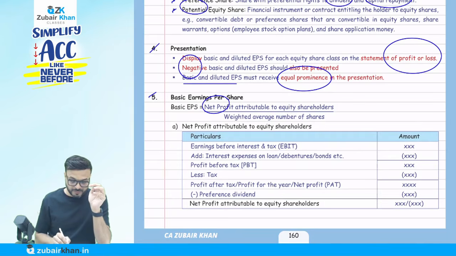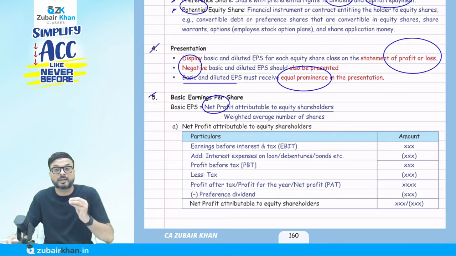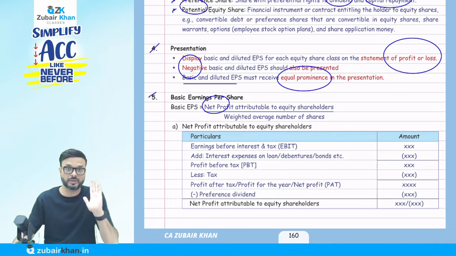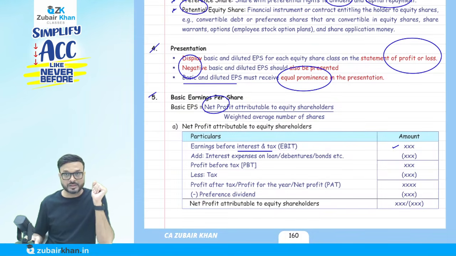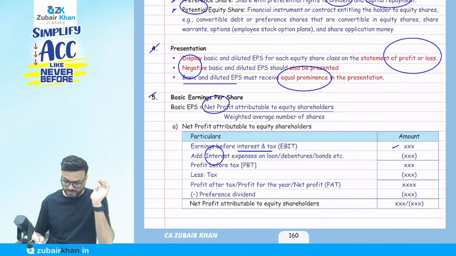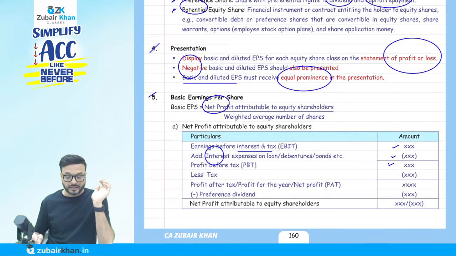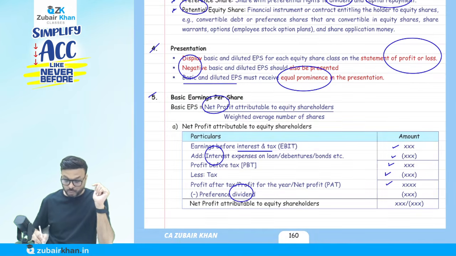One by one, first we'll discuss what we mean by net profit attributable to equity shareholders. They are talking about that profit which is only for equity shareholders. So you can see here, earning before interest and tax. Then we deduct interest expenses on loans, debentures, bonds, etc. Then we have earning before tax. Then we deduct the tax. Then we have earning after tax. And then we have to deduct the dividend as well, that is the preference dividend.